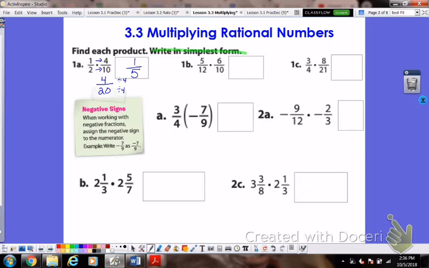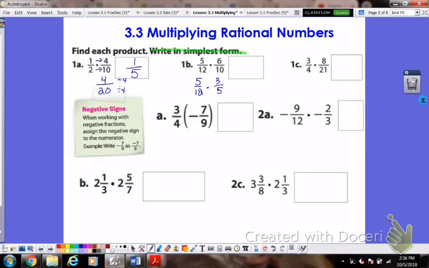And for our second one, 5/12 times 6/10. This time we want to look at reducing first. So there's nothing that divides into 5 and 12. We can divide 6 and 10 by 2 though. So we're going to change this to 5/12 times 6 and 10 are both divisible by 2. So 6 divided by 2 gives us 3. 10 divided by 2 gives us 5.